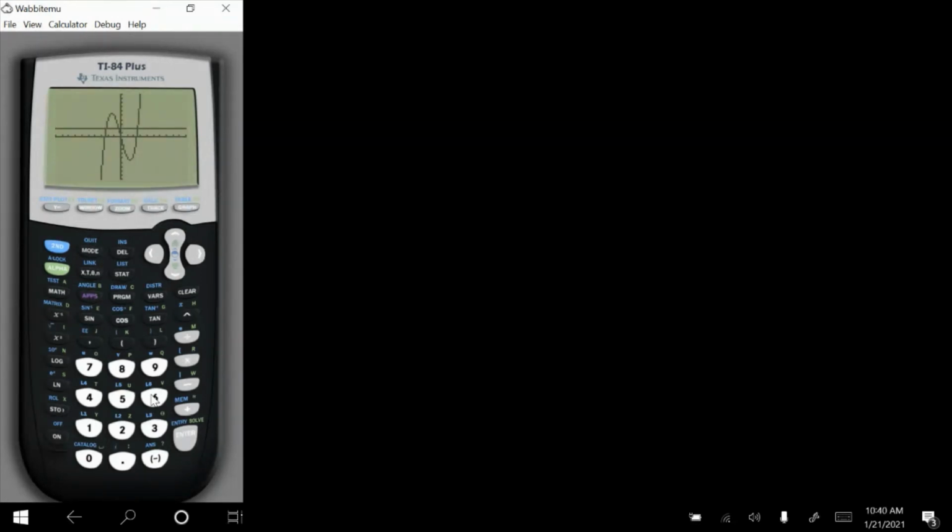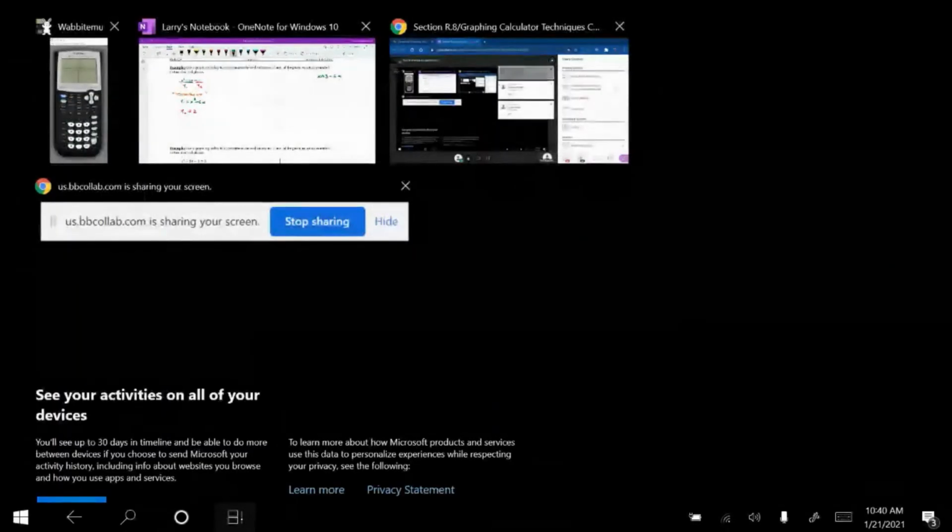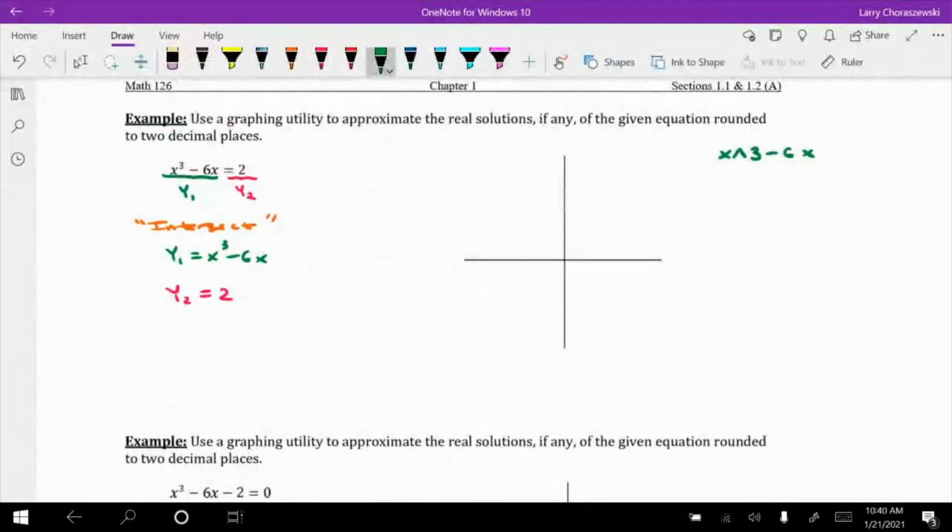I hate to flip back and forth so much on you, but I do want to log some of this down before I forget. Y1 did something like this. We'll label that as Y1, and then Y2 appeared to be a horizontal line. And these graphs appear to be intersecting each other. How many times?